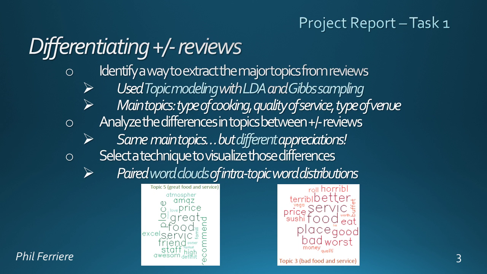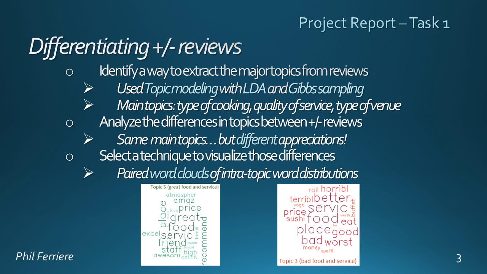For the first assignment, the goal was to differentiate the topics of positive and negative reviews. To extract topics, I used the latent Dirichlet allocation model, or LDA. Applying the same model to all the reviews, only the positive ones or just the negative ones, I ended with the same major categories: type of cooking or food served, quality of service, and type of venue. The word distribution describing each topic, however, did change.